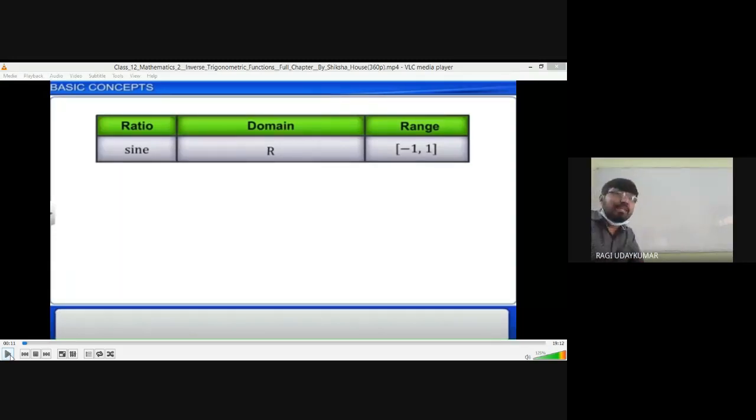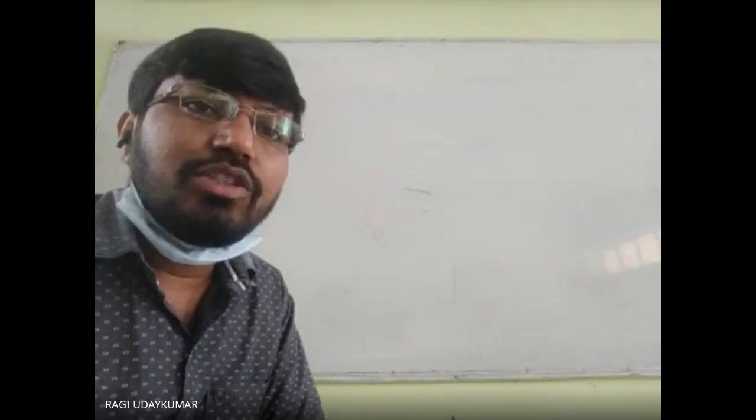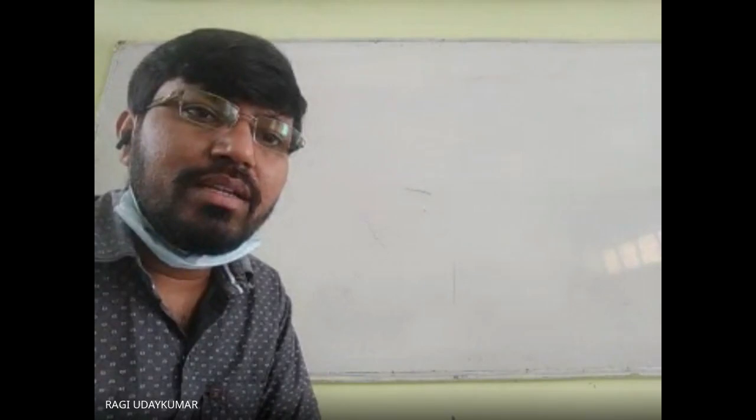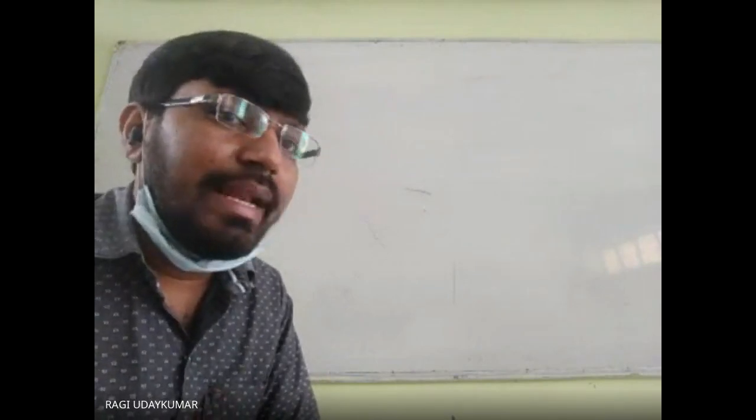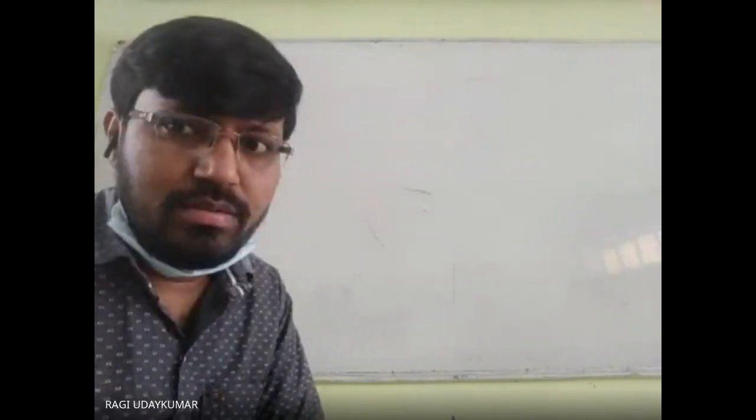what is the difference between the trigonometric ratio and the function? Whenever you are taking a function, it is going to have some domain, as well as range and codomain. Okay.